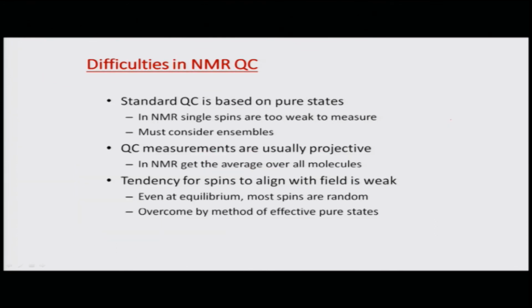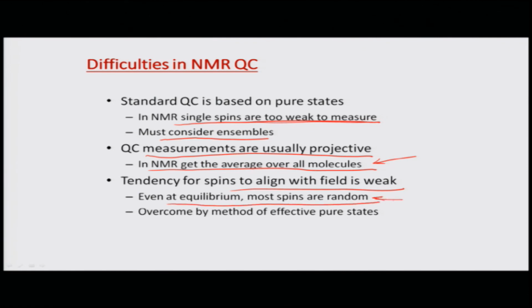Typical difficulties in NMR quantum computing lie in the difficulty in scaling the number of qubits. Standard QC is based on pure states. In NMR, single spins are too weak to measure, so we must consider ensembles. That is one of the biggest things here, which is different from the regular standard quantum computing principles. And QC measurements are usually projective. In NMR, we get the average over all molecular values. The tendency for spins to align with the field is weak. Even at equilibrium, most spins are random. That is one of the difficulties here.